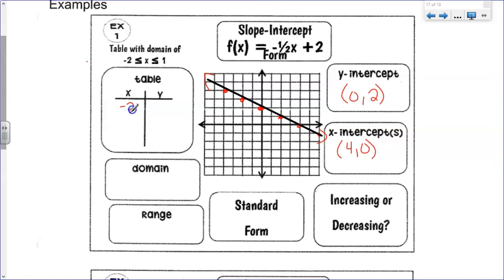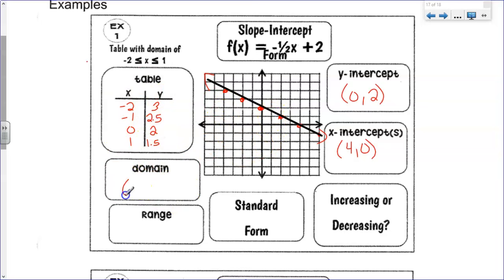If we go over here and fill in our table of values, when we plug negative 2 in, negative 1/2 times negative 2 is positive 1, plus 2 is 3. We can also go to the graph: negative 2, 1, 2, 3. When we plug negative 1 in, that would be negative 1/2 times negative 1 is 1/2, plus 2 is 2.5. Look at the graph, negative 1, it's about 2.5 there. 0 we know is at 2. And then when we plug in 1, that would be negative 1/2 plus 2, which would be 1.5. So that's our table of values.